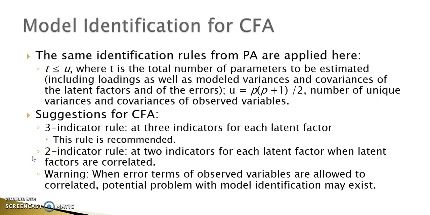It could be very frustrating when there are model identification problems. So for CFA models, statisticians have recommended the 3-indicator and 2-indicator rules. The 3-indicator rule suggests you use at least 3 indicators for each latent factor. It's a safe choice for all types of scenarios. The two indicator rule suggests you use at least two indicators for each latent factor when the latent factors are correlated. I recommend that you follow the three indicator rule whenever possible.